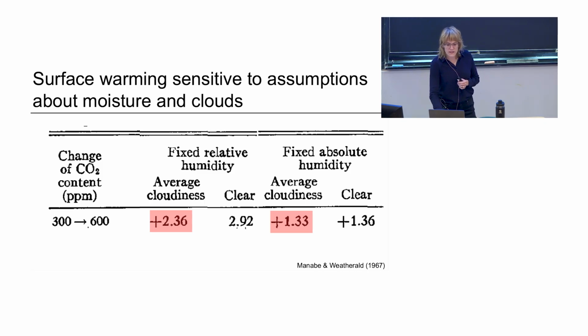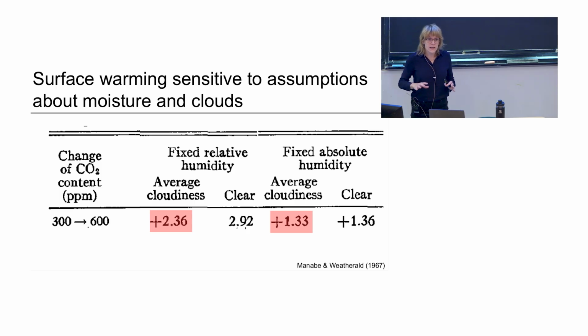And then the difference between the average cloudiness and the clear sky, where they just took the clouds out of their model altogether, was also quite important. They saw 0.6 degrees warming difference because of clouds. Now, the clouds were very, very simple in this model. They weren't allowed to change at all. They were either there or they weren't there.